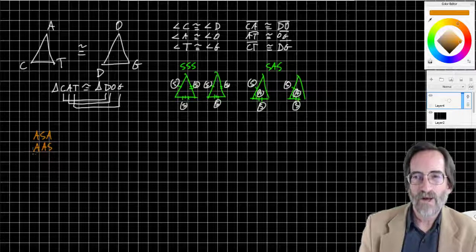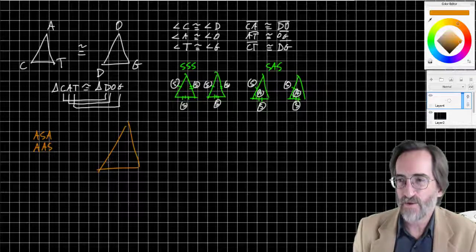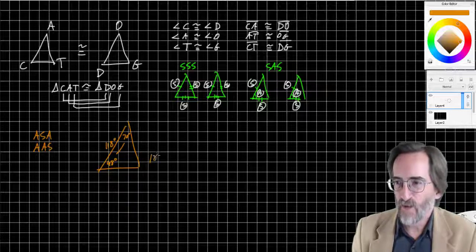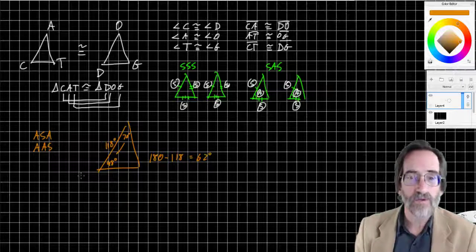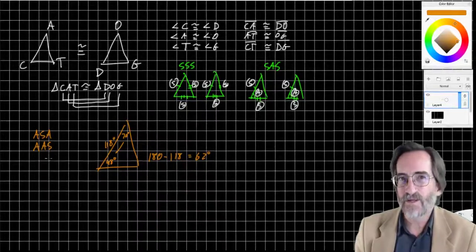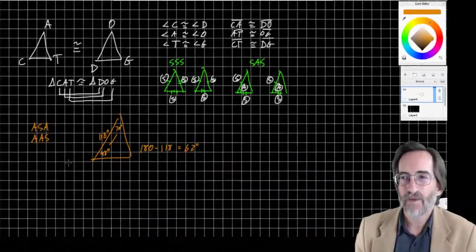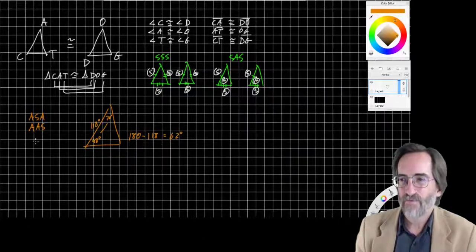Now if you think about it, if you know two angles of a triangle, do you know the third? You actually do, because remember this. Let's say I tell you this is 48 degrees and this is 70 degrees. You can add these two together, 118, and subtract from 180, and get 62 degrees. So if you know two angles of a triangle, you know the third. And so angle, side, angle, or angle, angle, side, are really two different versions of the same thing. But we have side, side, side; side, angle, side; angle, side, angle; angle, angle, side.